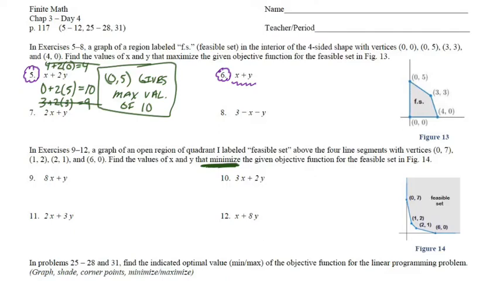Again, I don't think 0, 0 is the winner. If you plug 0 and 0 in, you'll just get 0 as your answer. 0, 5, you're going to get 5. 4, 0, plug it in, you get 4. But 3, 3 in this case, if you plug in a 3 for the x and a 3 for the y, you get 6. That looks like the winner. And again, all we have to do is plug in the corner points to check and see which one gives us our maximum. So for number 6, the winner is 3, 3, which gives us a max value of 6.